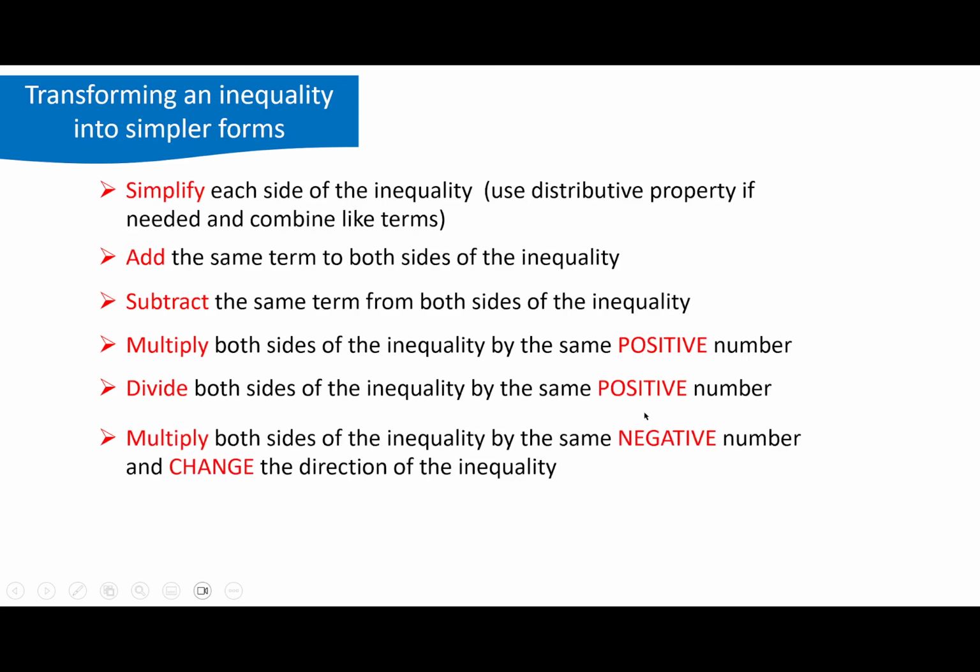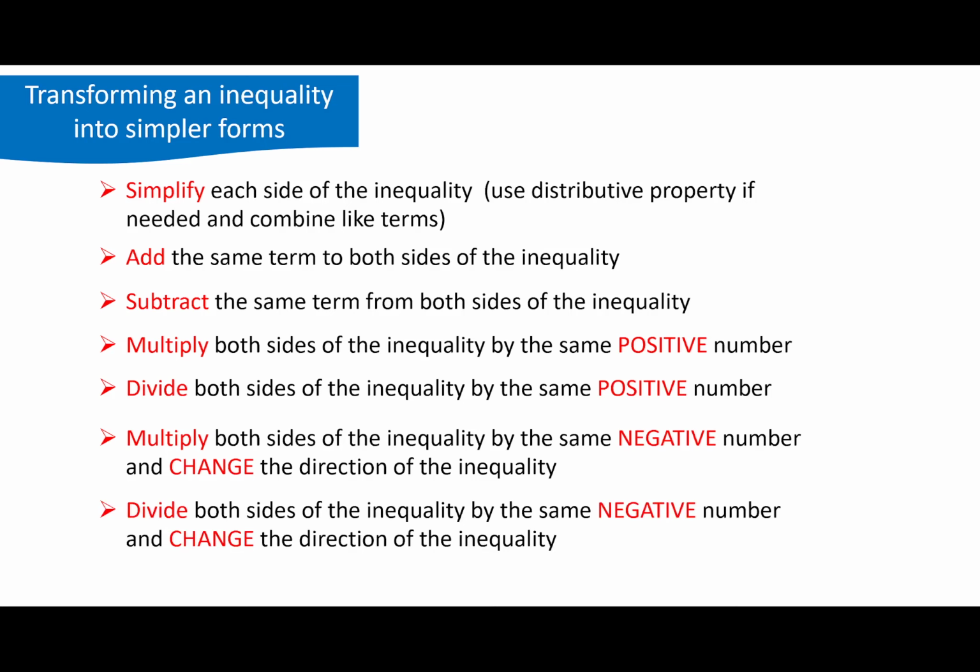Now, what happens when you multiply both sides of the inequality by a negative number? When you multiply by a negative number, you need to change the direction of the inequality. This is the difference between inequalities and equations. So again, if you divide both sides of the inequality by the same negative number, you need to change the direction of the inequality.